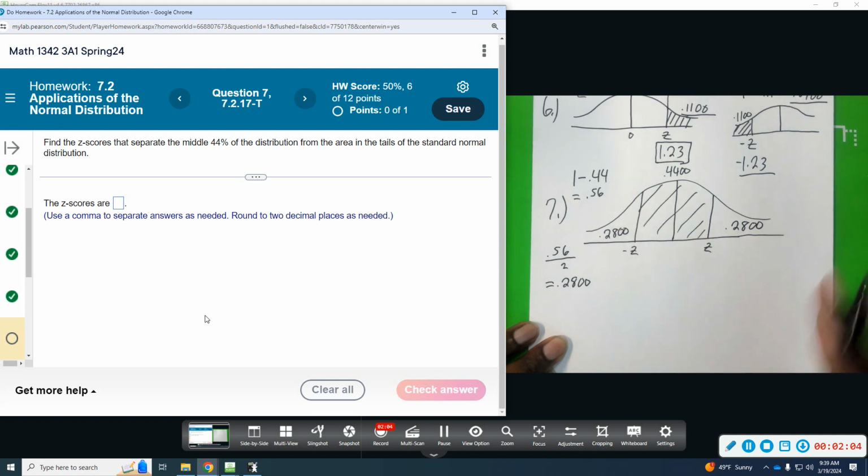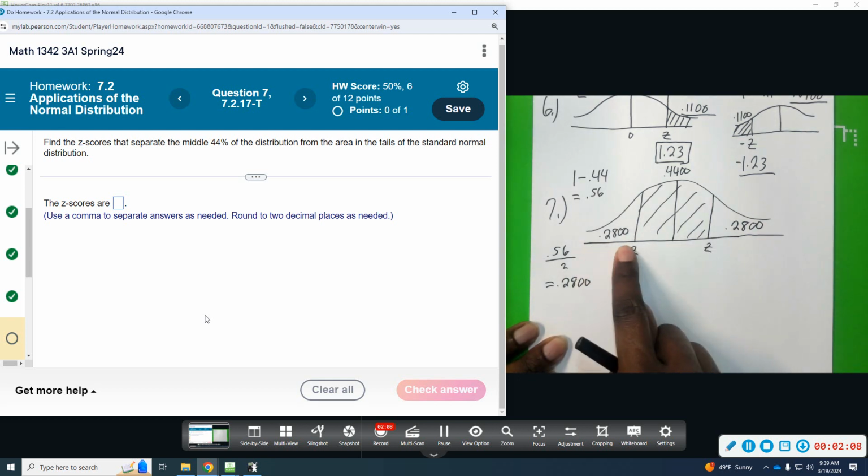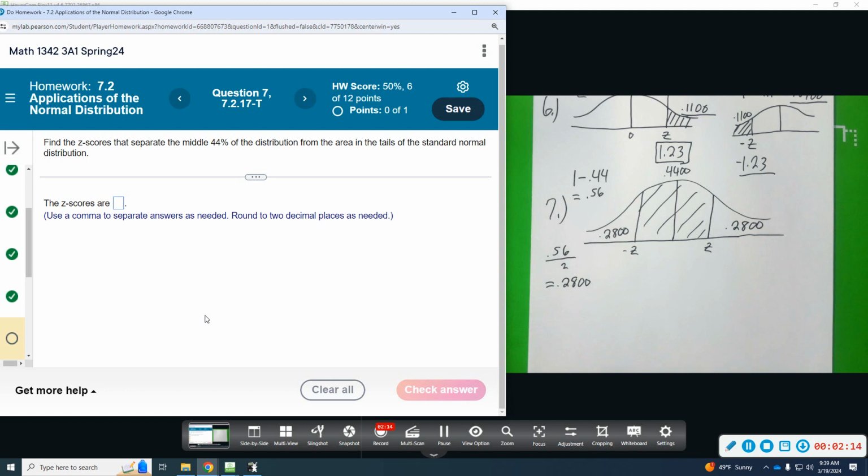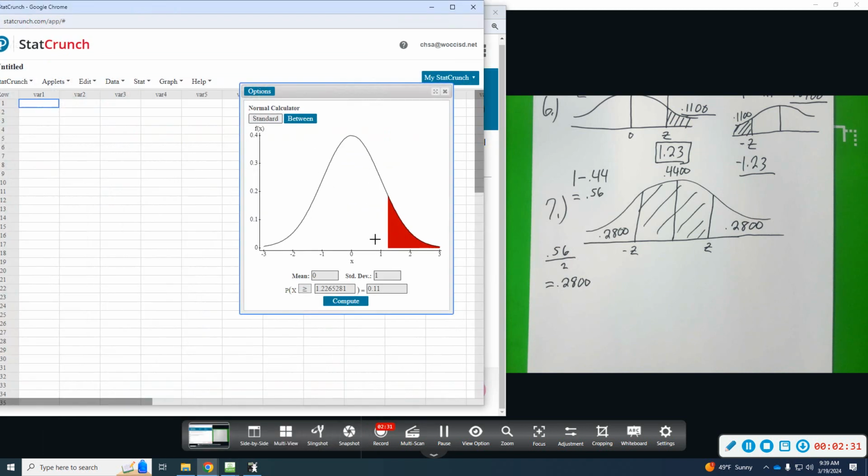So this area to the right, this area to the left. I can find the area to the left, 0.2800. I'm looking for a negative z-value, but I will just use StatCrunch to find that number. But you do need to be able to do that math. Just take that middle, subtract from 100, and then divide that into 2 pieces, and that will give you the area in the tail.